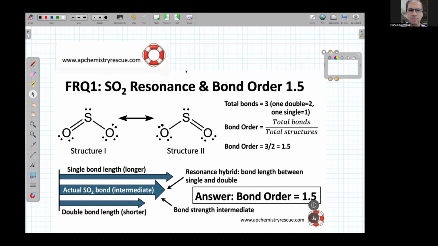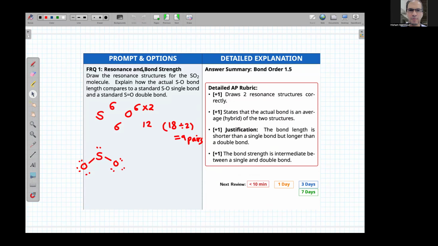All right, so FRQ 1 asks us to draw the resonance structures for SO2 and explain how the actual SO bond length compares to a standard single and double bond. Let me walk you through this step by step. First, let's draw the two resonance structures. Sulfur is our central atom because it's less electronegative than oxygen.